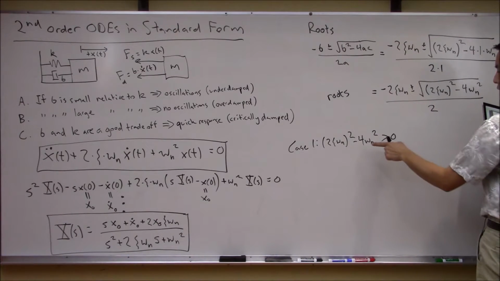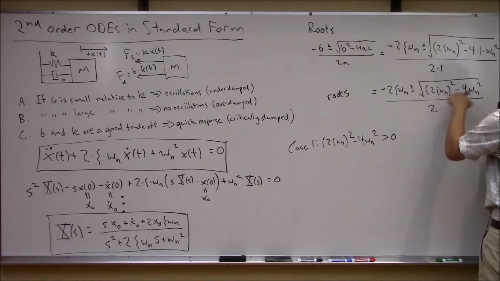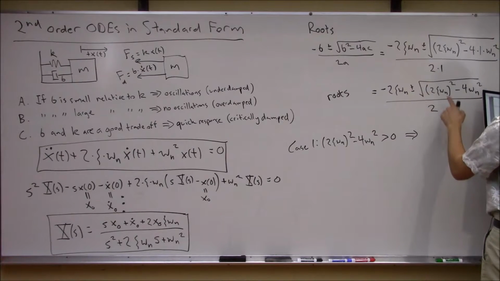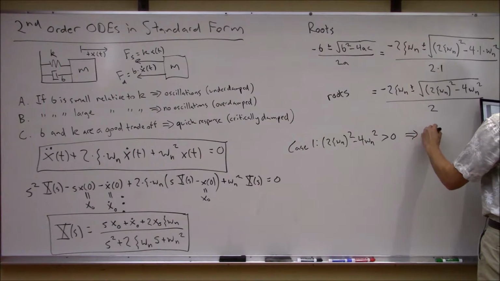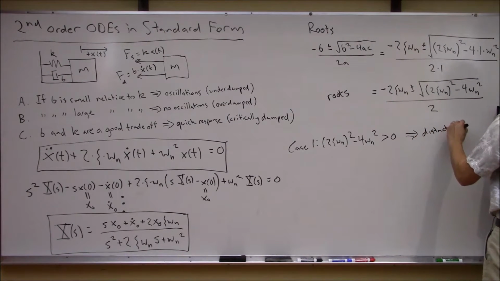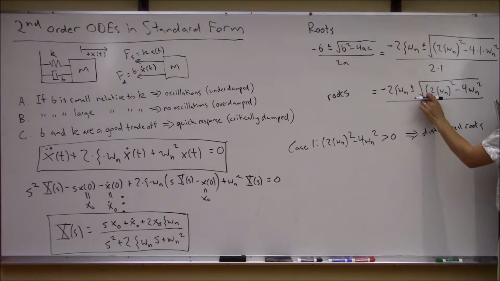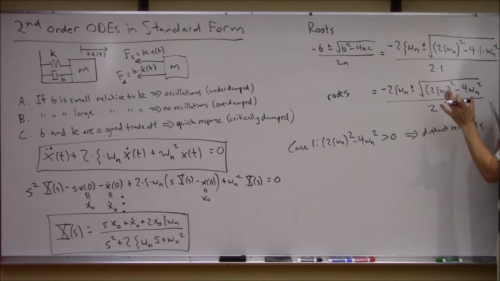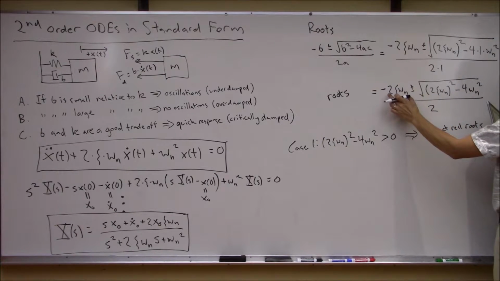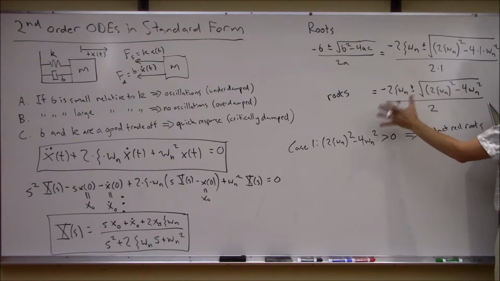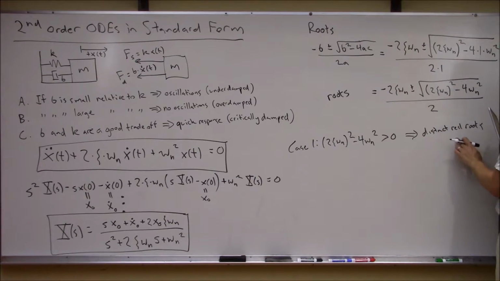what happens? Well, we're going to see that this is real. So if this is true, then we end up with distinct real roots. Wouldn't you agree? Because the discriminant is positive, by the time you take the square root of a positive number, you end up with a positive real number. So the roots are something plus a real number and something minus a real number, so they're going to be different. So you're going to have distinct real roots.